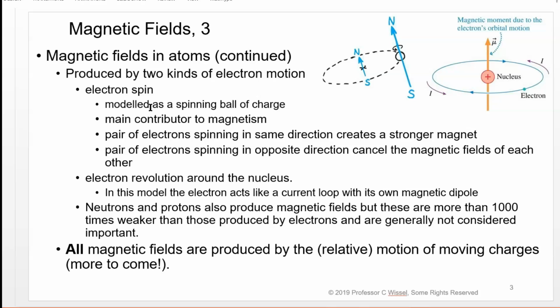The other type of electron motion that produces magnetic fields is the electron revolution around the nucleus. In this model, it acts like a tiny current loop with its own magnetic dipole. Now, neutrons and protons also produce magnetic fields, but these are more than 1,000 times weaker than those produced by electrons, so we generally can ignore them. So we don't consider them important now, but all magnetic fields are produced by the relative motion of moving charges. Relative is the operative word there.